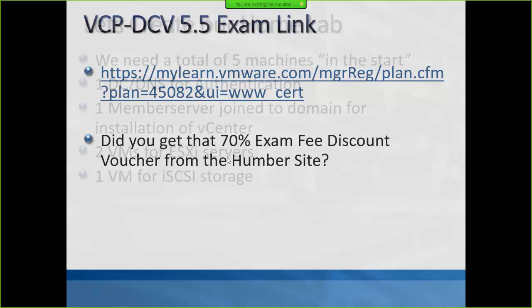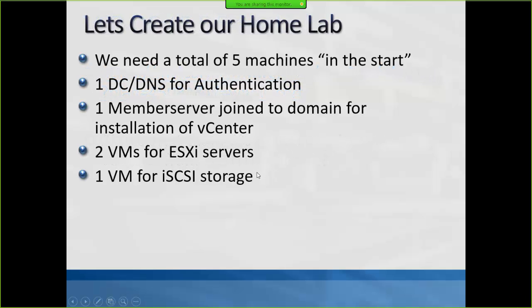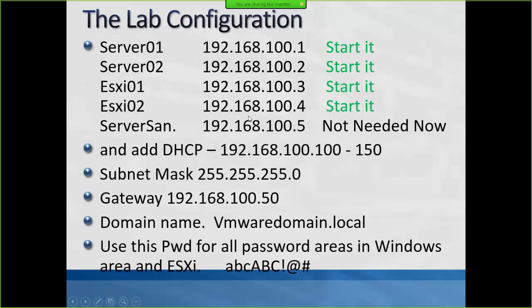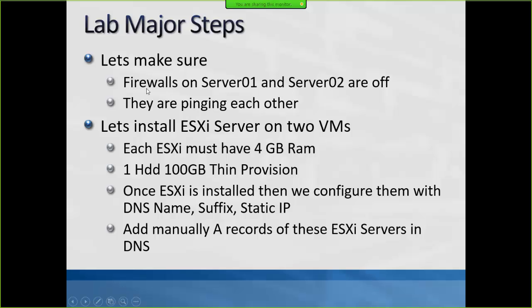So we did create our lab: DC and DNS for authentication, and 1 member server joined to the domain. We did all that. Let's go ahead. This was our configuration at that time in the last session. You must have gone through all this. I did not get screenshots from everyone, so please try to send them ASAP. It's for your own good. Also, we should make sure whether the firewall is on or off, and the ESXi server is on the 2 VMs. Now we will go ahead. This was our configuration.